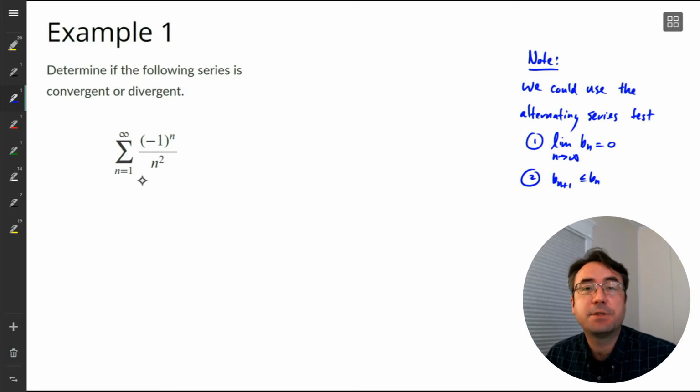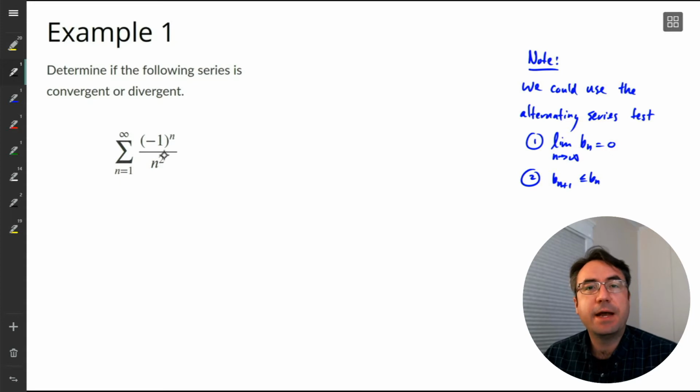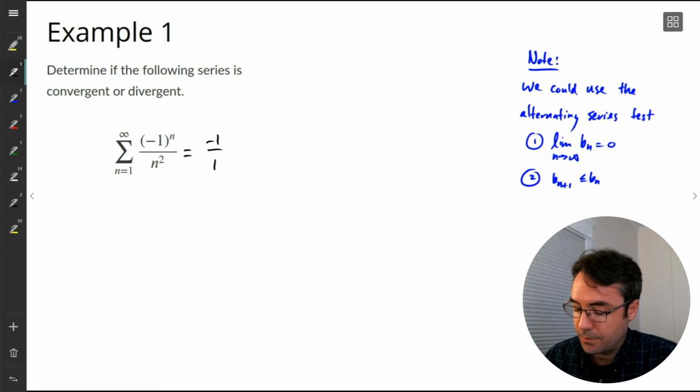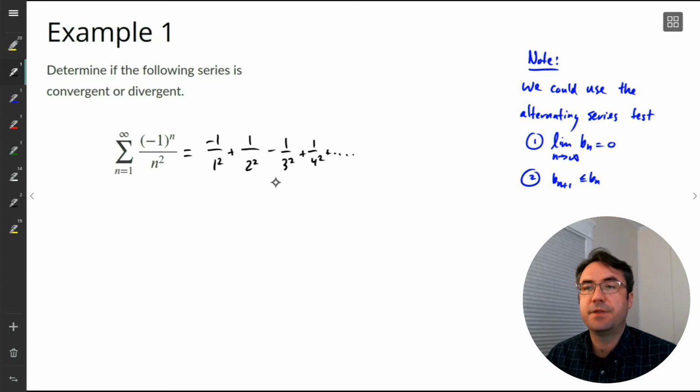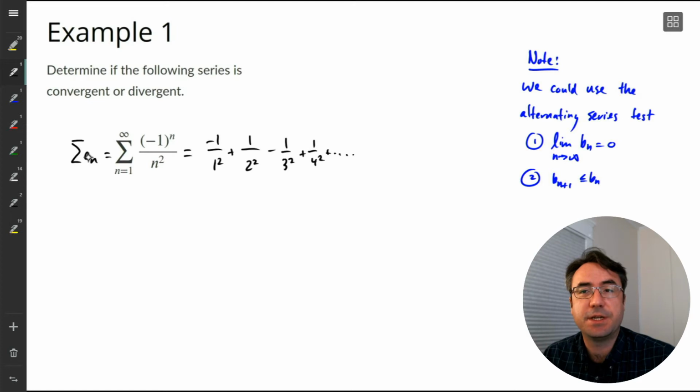We're just going to use this absolute convergence test, just as another way to think about these. So let's try it out. Maybe it helps to write out the first few terms here, just to see what this looks like. So what's the first term when n is 1? Well, we get negative 1 over 1 squared. Then when n is 2, we get positive 1 over 2 squared. And then we get negative 1 over 3 squared and positive 1 over 4 squared and so on. So it's an alternating series, negative, positive, and then we've just written out the first few terms. This is sigma an, our original series that we're interested in.